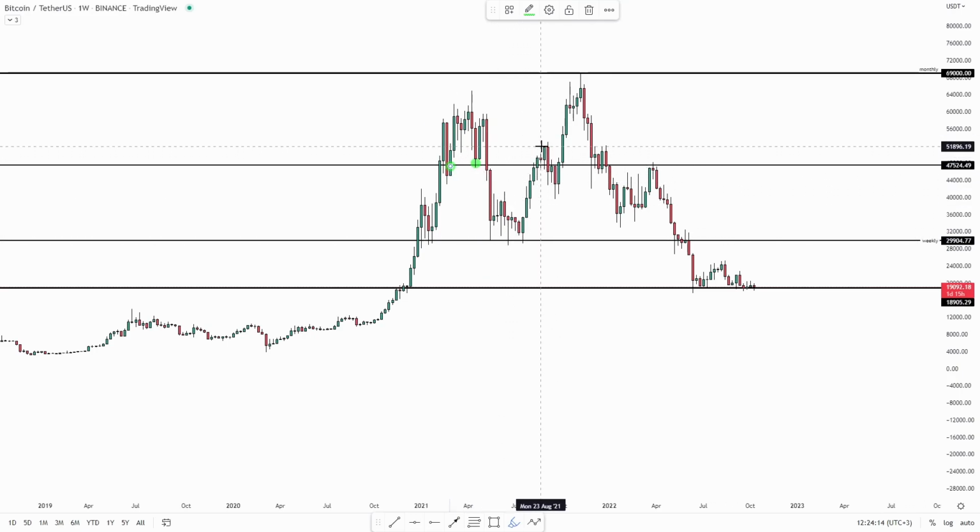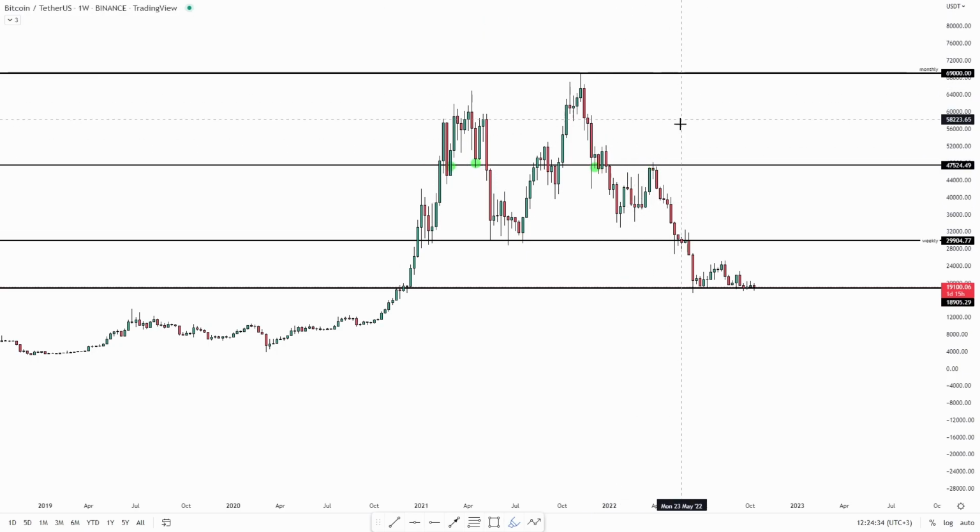Here the price is breaking it again, but here the price tested the level, then it breaks it and comes back to test it again. So this is a very important level as well. And from this level you can see the very strong bearish impulse wave.